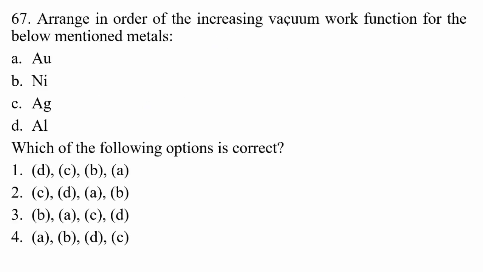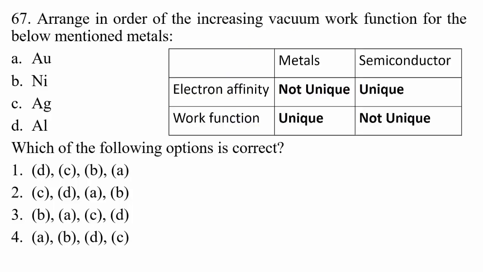67th question, you have to arrange the work function in the increasing order. Now what do you mean by work function? What do you mean by electron affinity? These concepts are very, very important. Which one is unique in metals and which one is unique in semiconductors, you should know. So if I am arranging the work functions in particular order, what I will be getting is, first I will be getting aluminium, second I will be getting silver, third one I will be getting nickel, and the fourth one what I will be getting is gold.